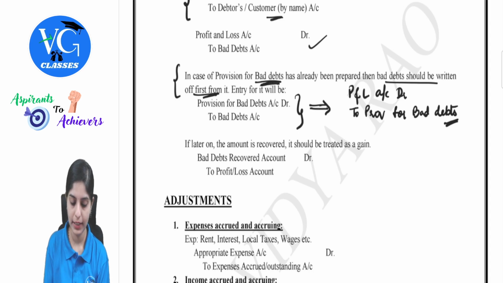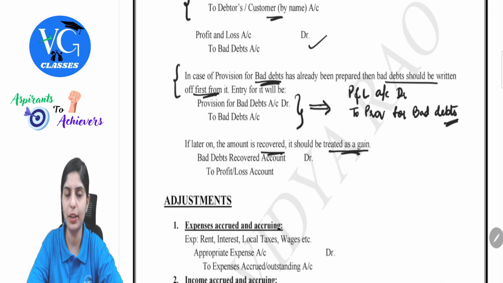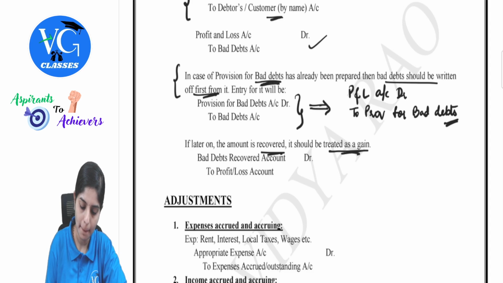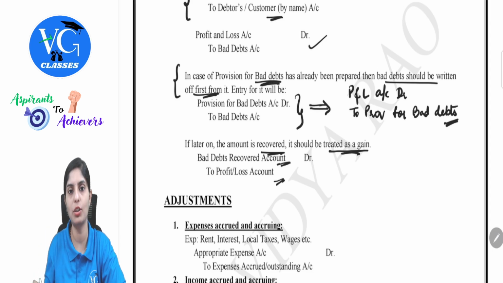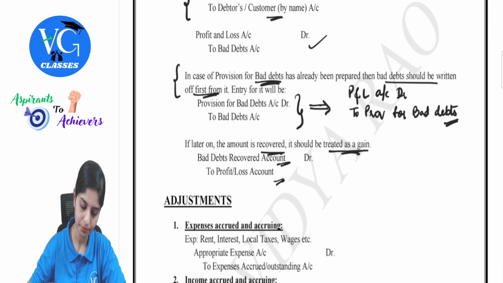If later on the amount is recovered, it should be treated as a gain. That is, currently at some point of time there was bad debts. After some point of time, there is a recovery of such bad debts. Now, this bad debts recovered is nothing but your normal gain. So, how will we record this? Bad debts recovered account debit to profit and loss. That is, in the profit and loss account, we will show this on the credit side. Clear? Yes.